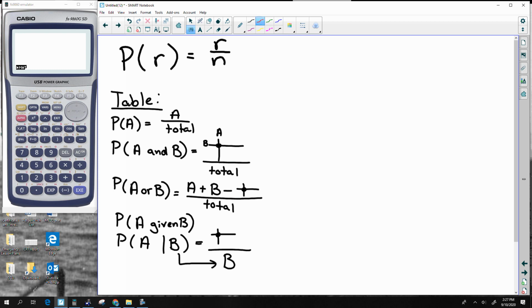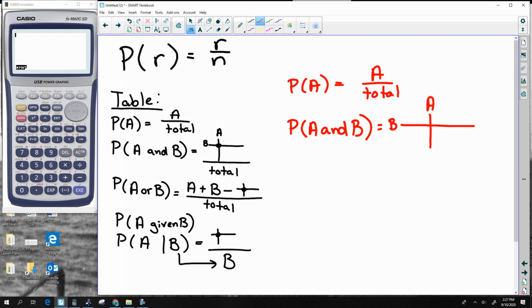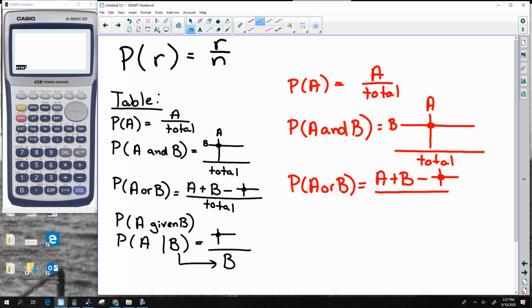So again, if you look for the probability of the number of A's, that is literally the number of A's out of the total. The total is usually found in the lower right. If I'm looking for the probability of A and B, you look at where the category of A intersects with the category of B. And that again is out of the total. The word or, the probability of A or B: you take the number of A's, you add the number of B's, and you subtract off the and, AKA the intersection. And that's out of, again, the total.